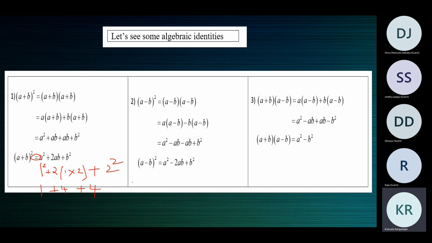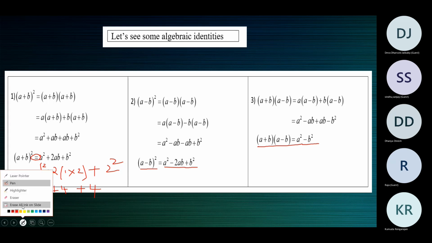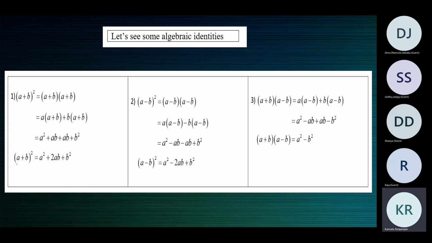Similarly, we have the other identities. A minus B the whole square is equal to A square minus 2AB plus B square. A plus B into A minus B is equal to A square minus B square. So these are the three identities which we will be studying now for standard 8. So this is the first one. A plus B the whole square is equal to A square plus 2AB plus B square.